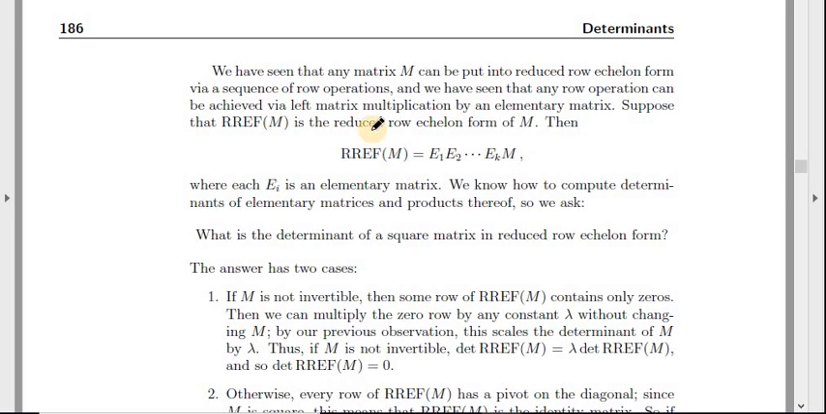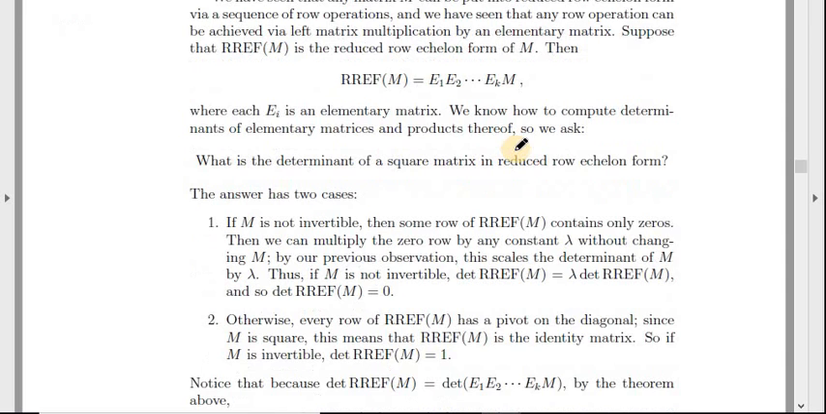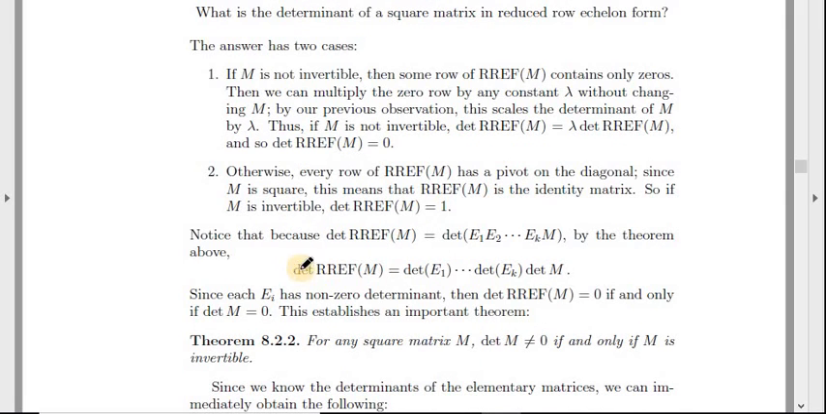So the writing is on the wall here. If I want the determinant of the REF, all I need to do is take the product of the determinants of the elementary matrices times the determinant of the original matrix. And so we write that down here. The determinant of the REF is the product of the determinants of each elementary matrix in the series times determinant of M. Okay? All right. Now the punchline is going to be that these determinants here are all non-zero. Okay? So the determinant here is 0 if and only if the determinant here is 0.